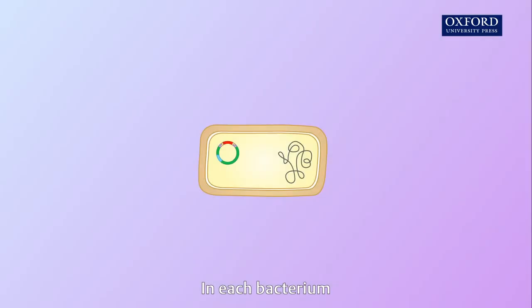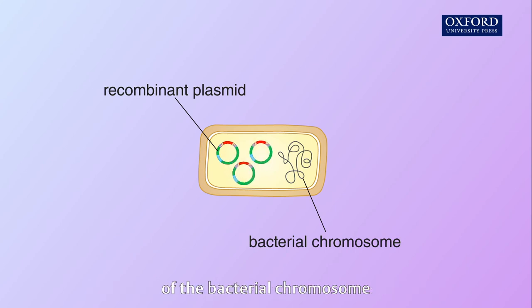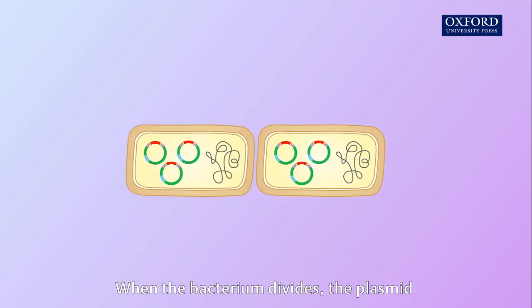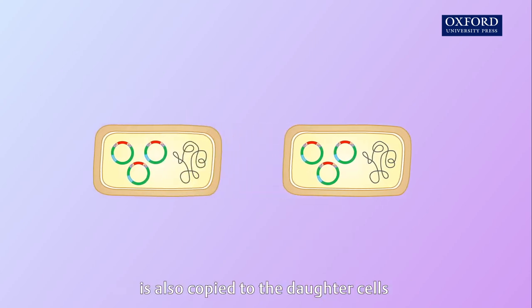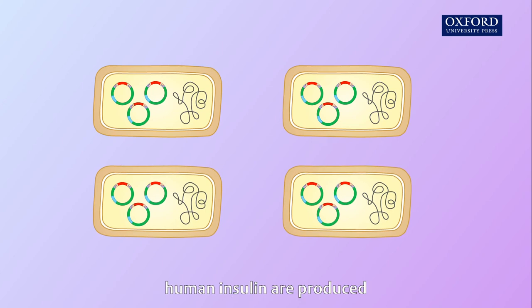In each bacterium, the recombinant plasmid replicates independently of the bacterial chromosome. When the bacterium divides, the plasmid is also copied to the daughter cells. As a result, many copies of the DNA encoding human insulin are produced.